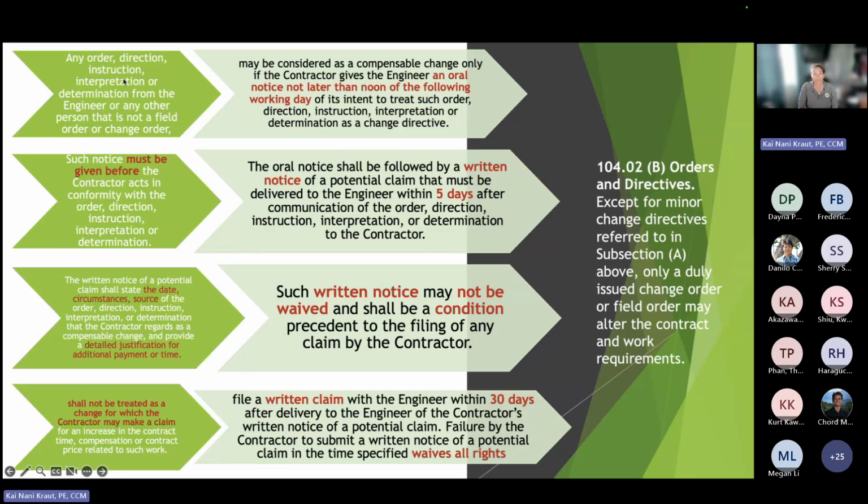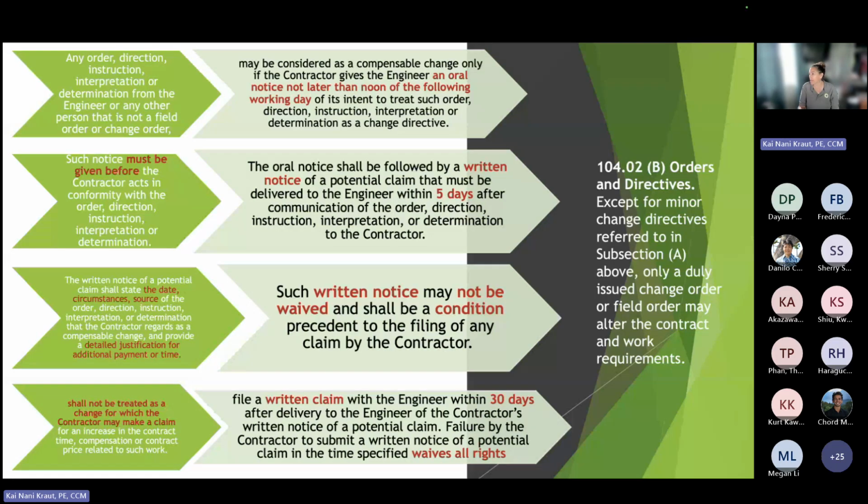So any order, directive, instruction, interpretation, or determination from the engineer or any other person that is not a field order or change order may be considered a compensable change only if the contractor gives the engineer an oral notice no later than noon the following working day of its intent to treat such order as a change directive. So that is one requirement in order for it to be a compensable change and for the contractor to seek compensation. It is precedent, it is a condition, it is required. So number one, the contractor has to provide oral notice by noon the following working day.